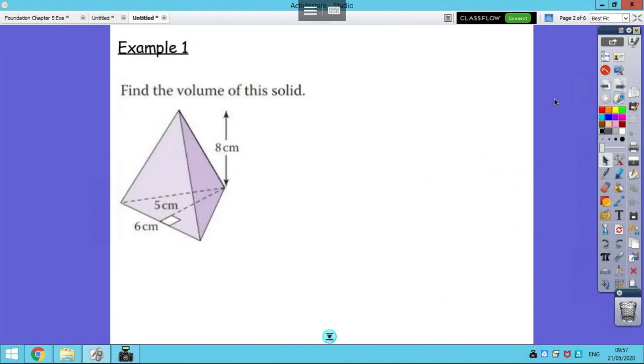First example here, find the volume of this solid. This is a triangular-based pyramid. You've got the triangle at the bottom there at the base, and you've got the vertical height given there. We know it's the vertical height because it is at a right angle to the base. Those two lengths make a right angle there. So that's the vertical height.